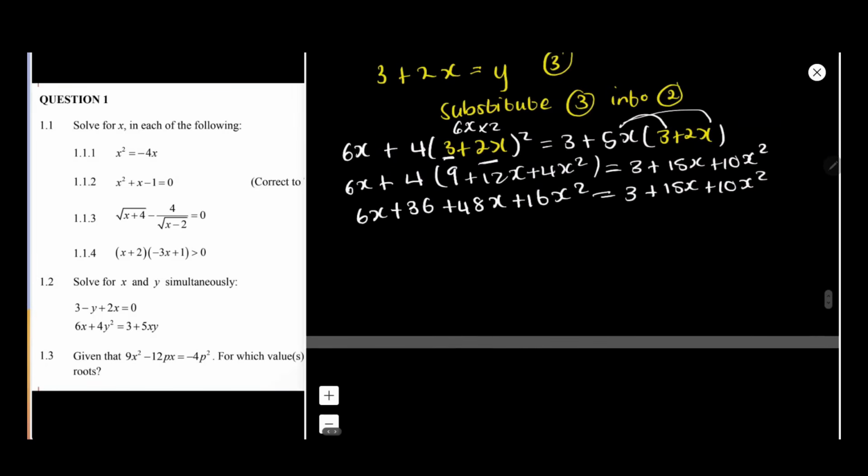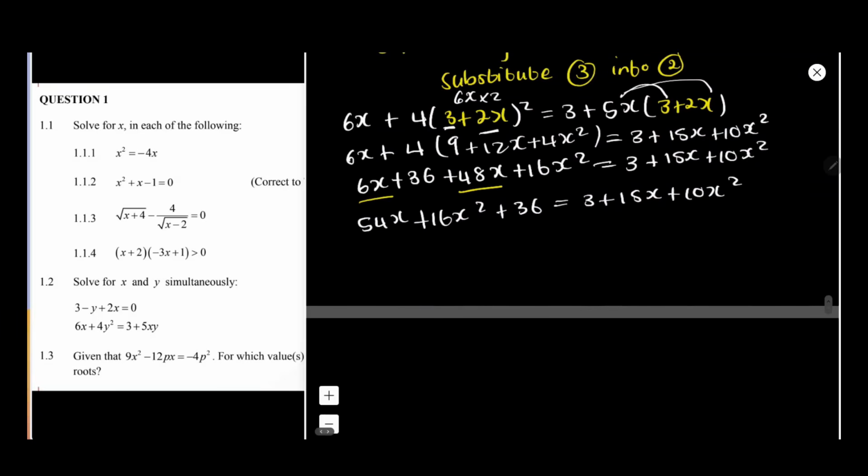Okay, before taking anything over, it is best to just simplify your left and your right hand side. So whatever needs to be added, add that. So let's look through here. Let's look for any like terms. Okay, so we just have a 6x plus 48x. It's like taking a 2, that makes it 50, so 54x. Okay, and then we have a plus 16x squared plus 36 is equal to 3 plus 15x plus 10x squared.